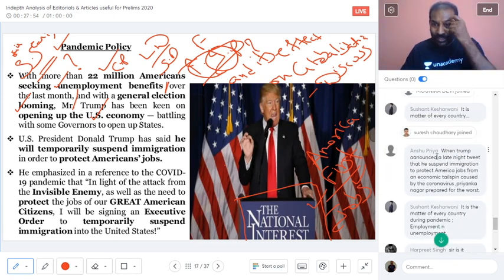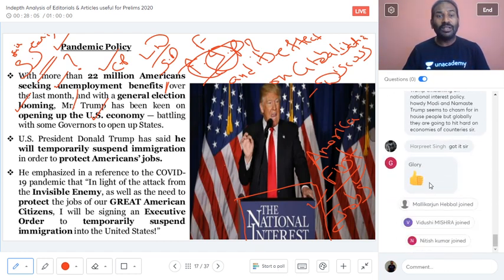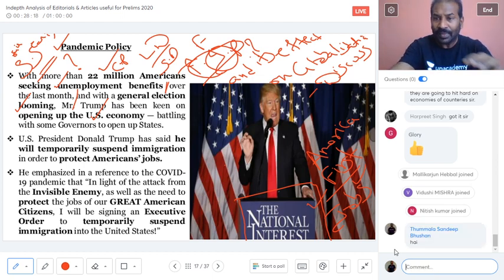And then Anshu Priya was saying, when Trump announced a while back that he suspended immigration to protect American jobs. Yes, definitely. If we are saying that he is protecting American jobs, then why are 22 million Americans seeking unemployment benefits? We will not interfere in the internal matters of US social security, but only in regard to explanation and discussion, to get a better, rational or practical point of view, when we are thinking in terms of UPSC, from an analytical point of view for prelims and then for mains.